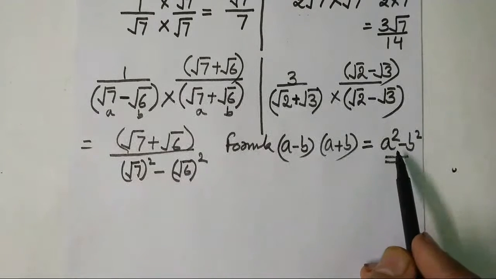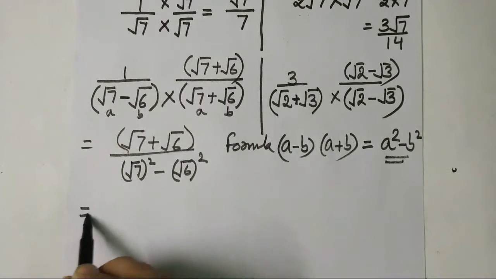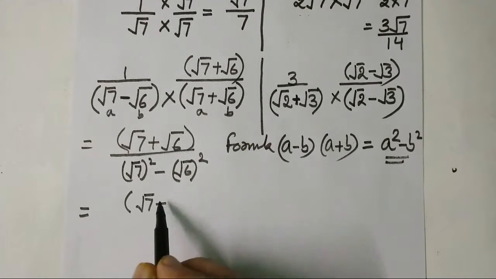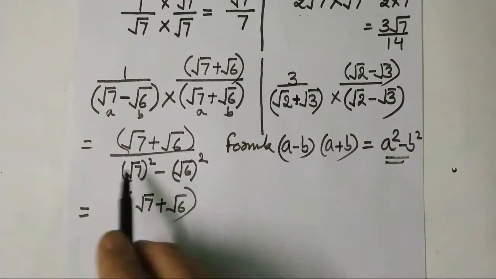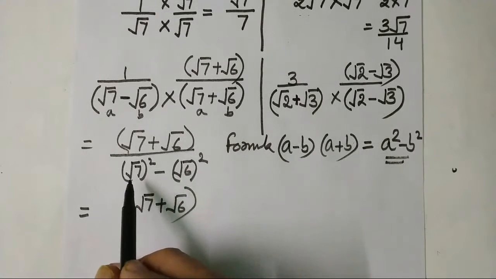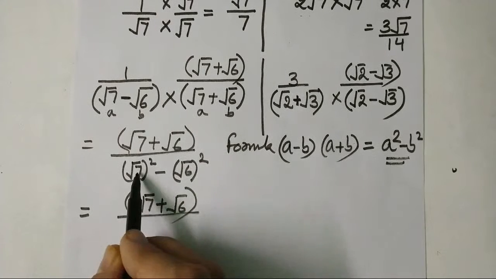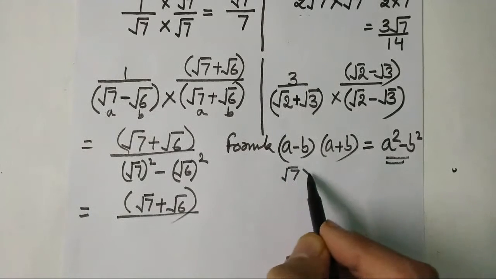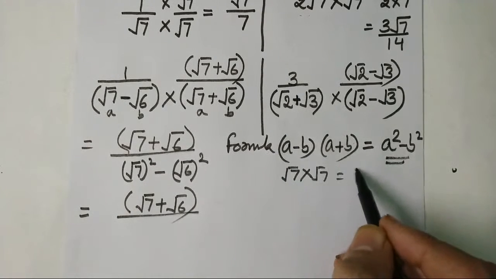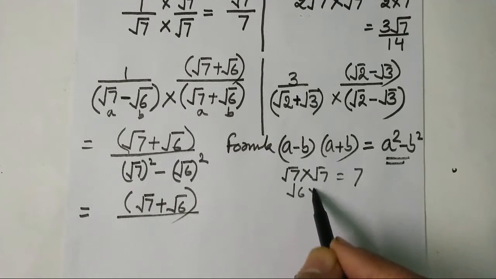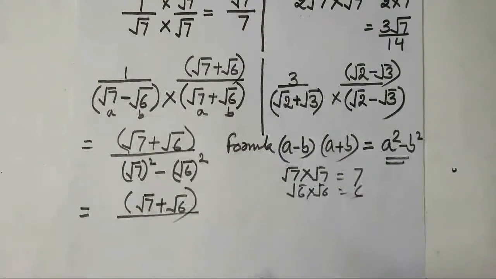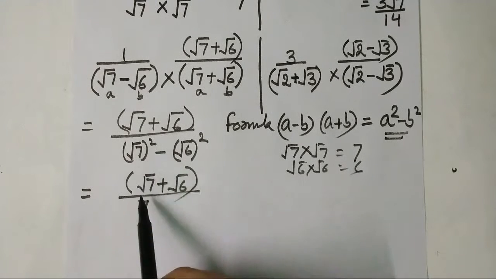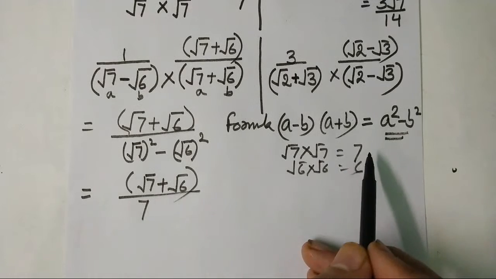Now, why are we using this formula? You will understand in a minute. The numerator, as I have said, the rationalized number can have root in the numerator, but the denominator should not have a root sign. When I do root 7 square, it will be root 7 into root 7, what does it become? It becomes 7. And root 6 into root 6 will become 6. So the root will be gone.